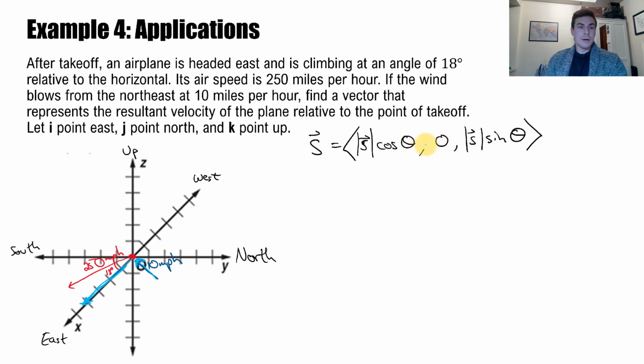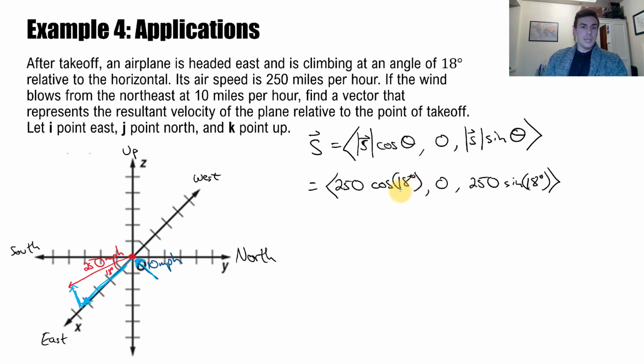Now for my z component, since the airplane is taking off and going up, that's going to be this component right there. Notice we have our right triangle that we can make up with our horizontal and vertical components. But now this vertical component is actually in the z direction, not the y direction. So that's going to be the magnitude of s times the sine of theta, which again is 18. So that's going to look something like this.